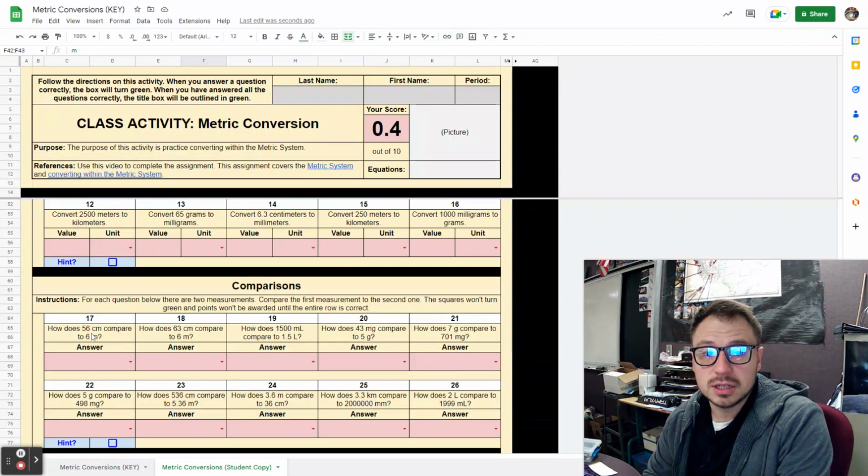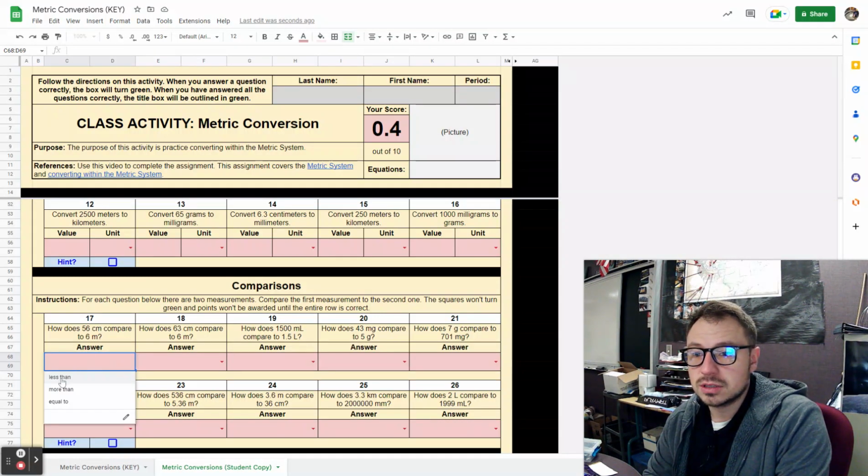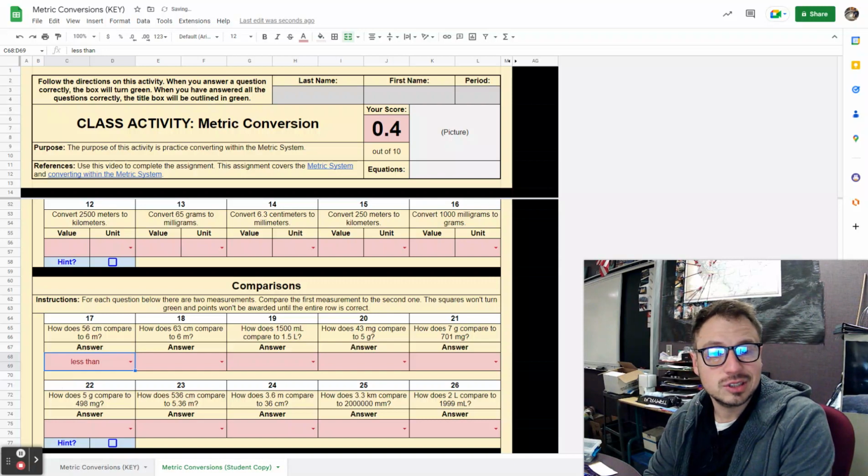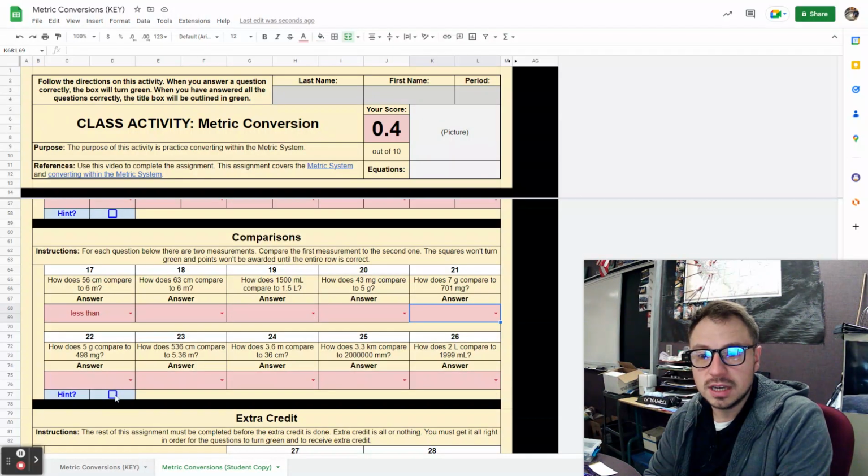So 56 centimeters is a lot smaller than 6 meters. So it's going to be less than. Now notice it didn't turn green. It's because I would have to get this entire row correct in order for it to turn green and get those points. And here's a hint, right?